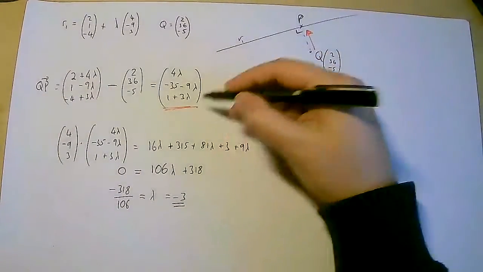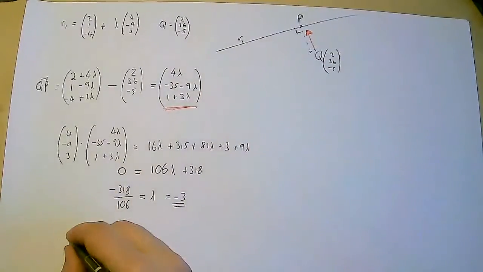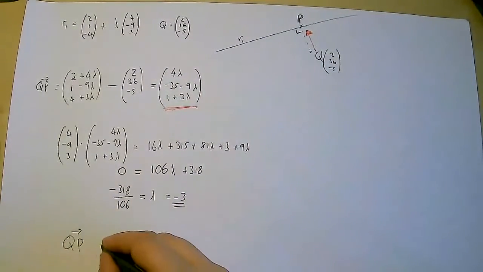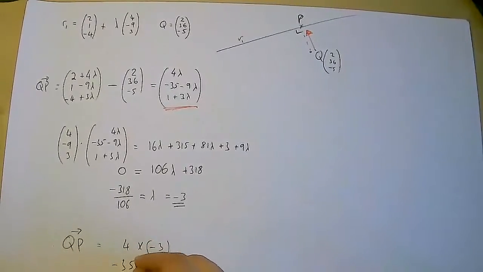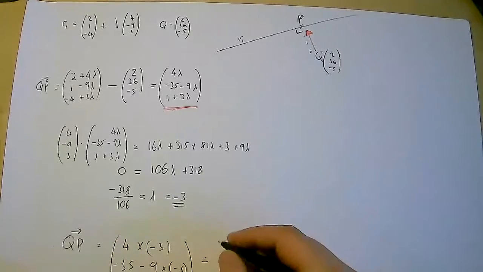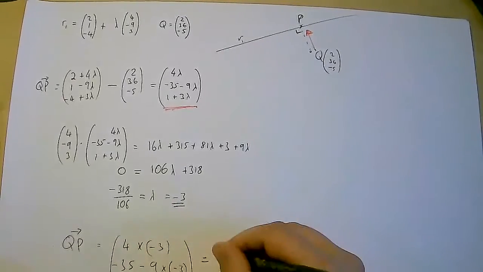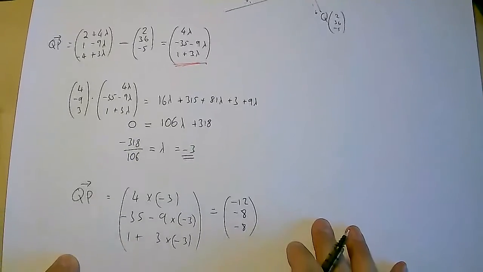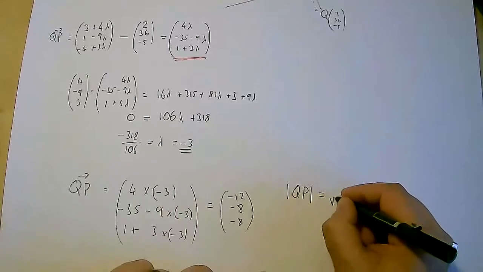So this vector here is that vector there. So if I could put -3 in here, I'd know what QP actually is. So it's going to be 4 times -3, -35 take 9 times -3, 1 plus 3 times -3. And that comes out to be -12, -8, -8. So the size of QP, to finish off, is just a bit of Pythagoras.